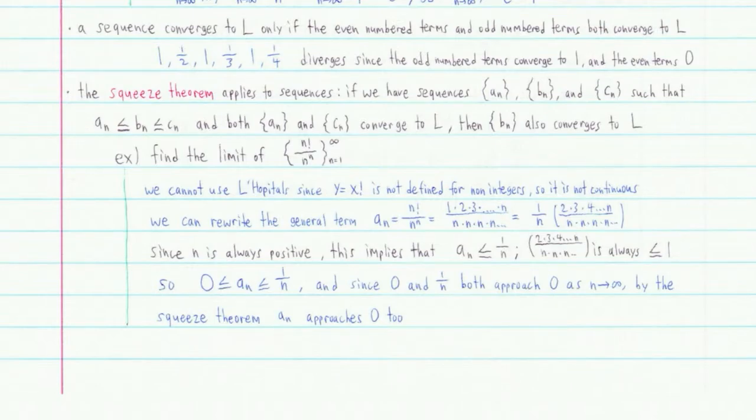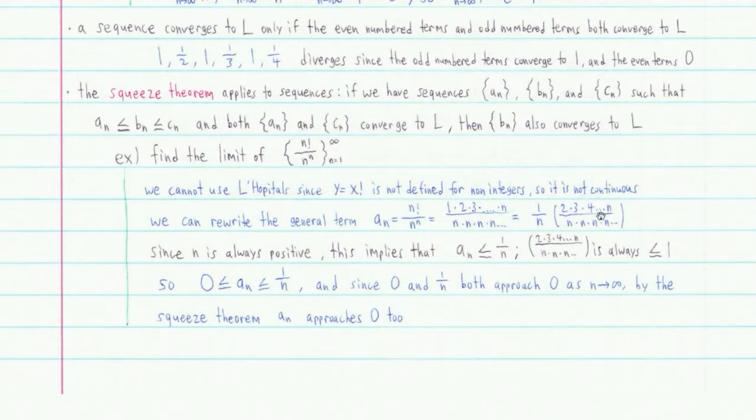So what we do is expand the general term. So n factorial is 1 times 2 times 3 up to n, and n to the n power is just n times n times n, and so on. And so if we factor out a 1 over n, then we're left with this. And so notice how this part of the expression will always be less than or equal to 1. Because on the bottom we have a bunch of n's, while on the top we have 1 n and a bunch of numbers less than n.